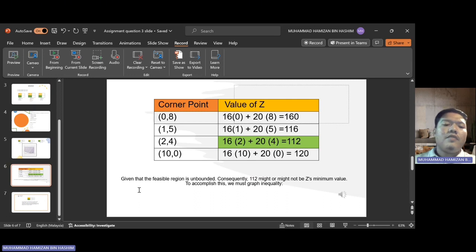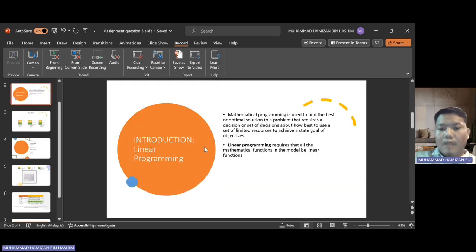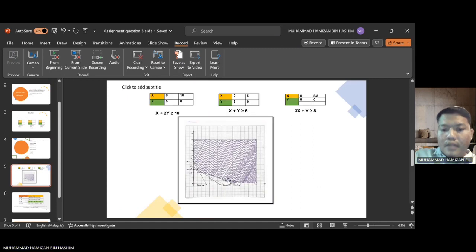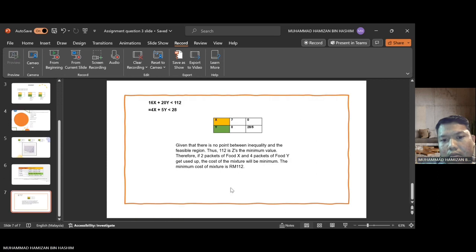The explanation is that the feasible region is unbounded. Consequently, 112 might or might not be the minimum value of z. To determine this, we must graph an inequality. So back to the previous slide. As you can see, the red line is 16x plus 20y less than 112.